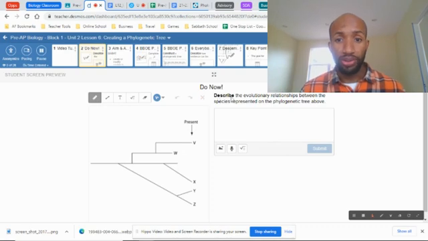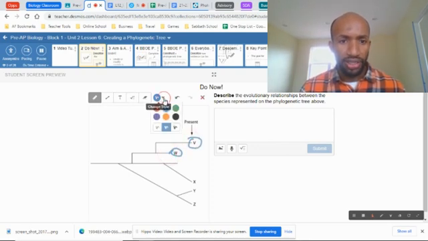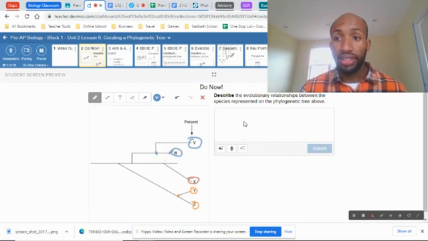All right, so for the Do Now, we're supposed to describe the evolution of relationships between the species represented on the phylogenetic tree. It's not above, it's over here on the left. And so you need to talk about these two species. Let's change up the color a little bit. That one right there. And you need to talk about these two. The reason why these two are the same color is because they're on the same node. This one is on the same node, and these two over here are on the same node. See last class lesson for what is a node.